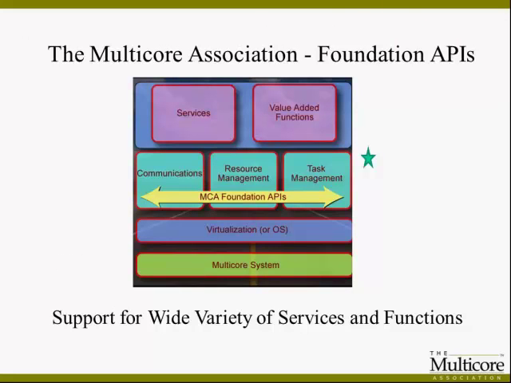Ultimately, the three APIs I've highlighted here will provide a foundation for a multitude of services and functions, including load balancing, power management, reliability, and quality of service, elements that are also on the consortium's roadmap. Software development tools will be able to take advantage of the unified APIs and standards independent of specific multicore systems.